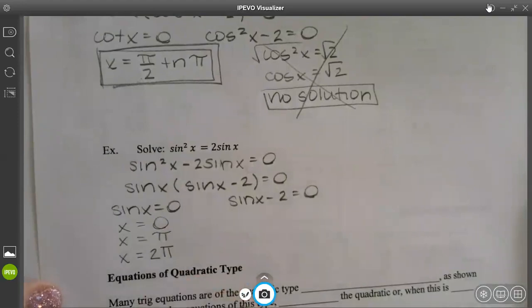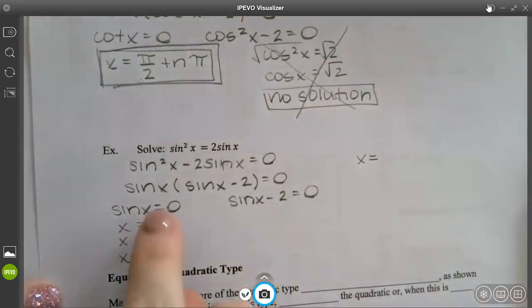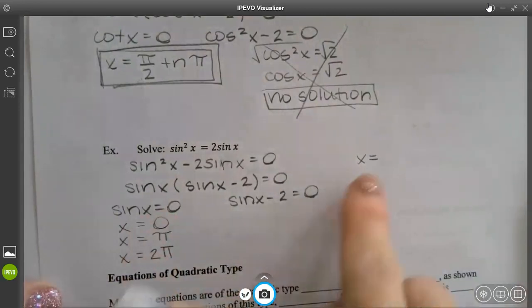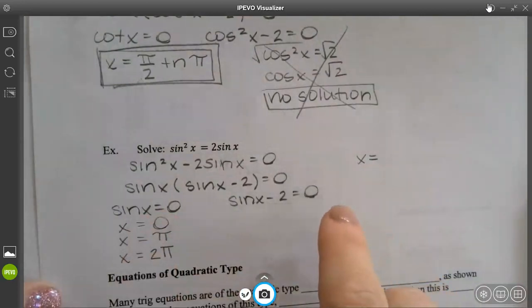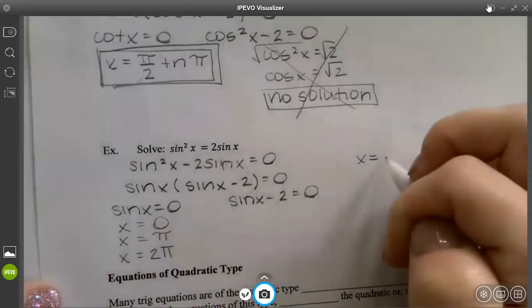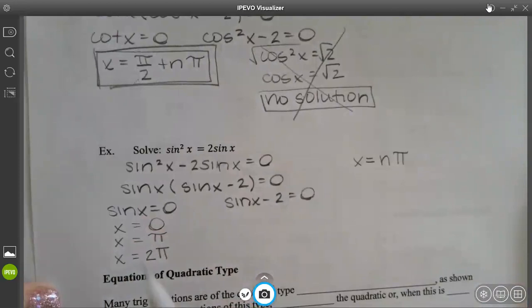So how could I make this general? Here's your general form. 0 pi, 1 pi, 2 pi, it'll go 3 pi, 4 pi, 5 pi. So what can I change this to? What did I do to make it general? Add 2 n pi, but this one we're just going to add n pi. Let me explain it one more time.